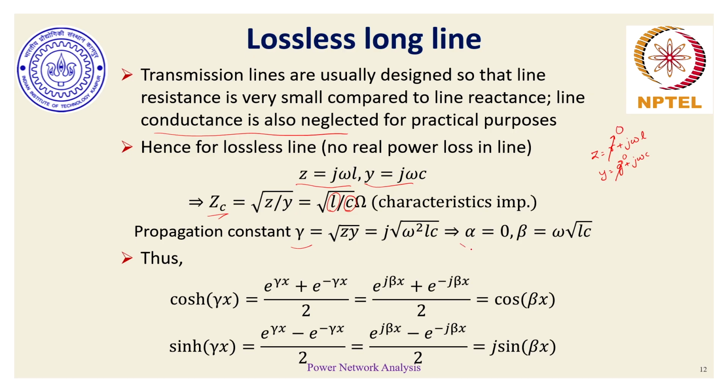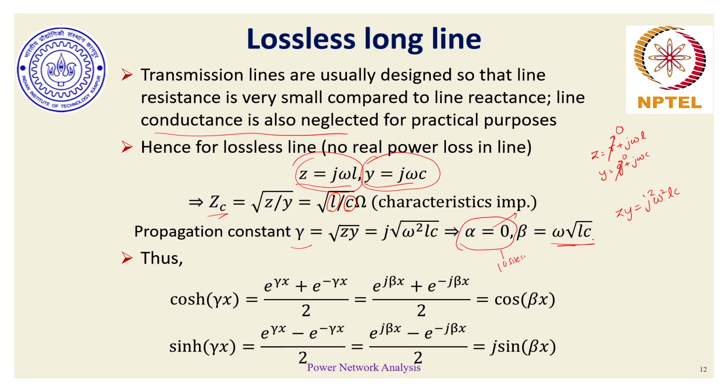The attenuation constant becomes 0 because there is no loss in the network, so there would be no diminishing of the corresponding waves. In fact, if z and y are pure imaginary numbers, then the product of z and y would be j square omega square LC. The product itself does not have any real component, so the square root would also not have any real component. That's why alpha is 0, meaning there is no attenuation, which refers to a lossless condition.